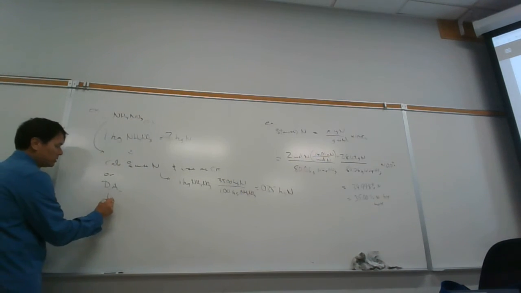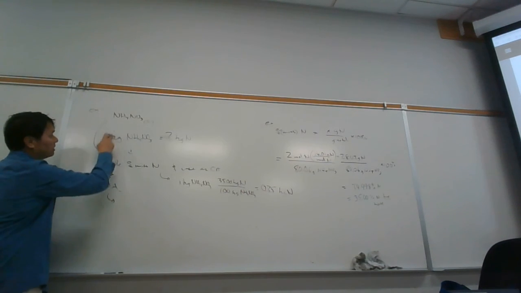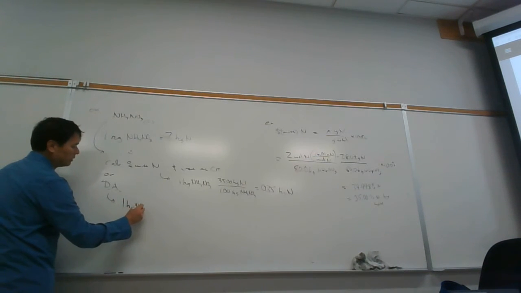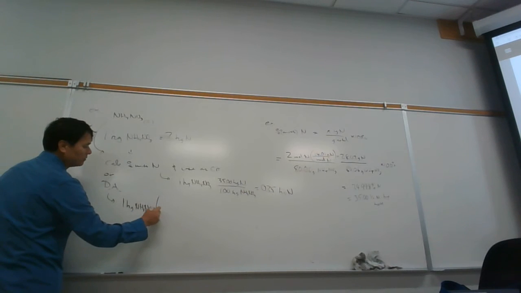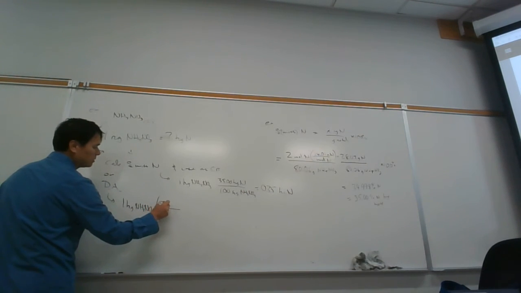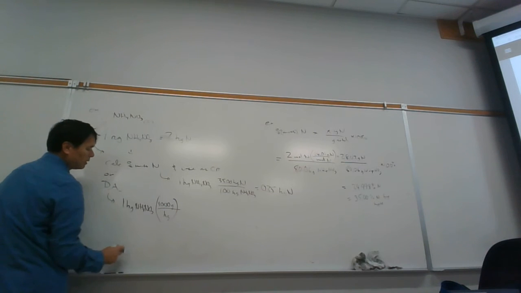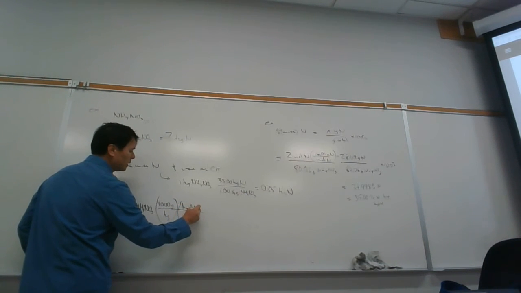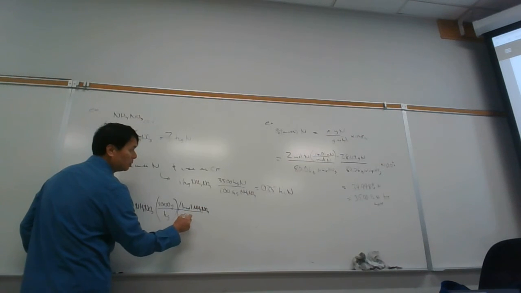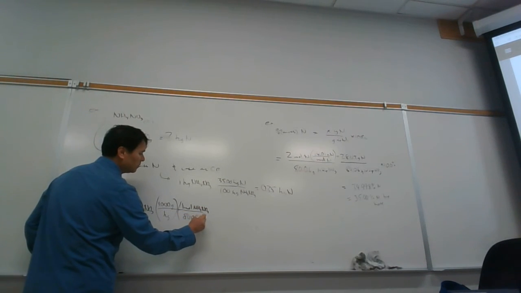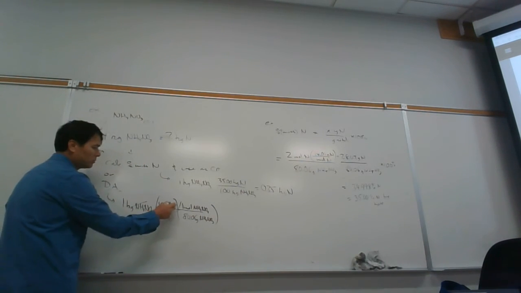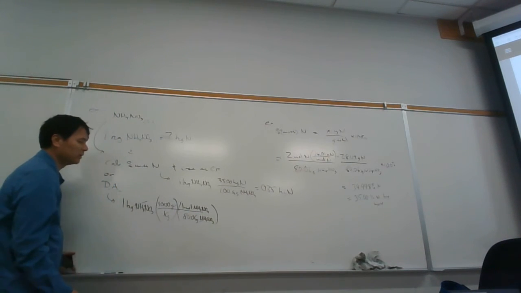Or I could use dimensional analysis. If I use dimensional analysis, this is the way I do it. I'd start off with 1 kilogram of ammonium nitrate, and then I'd convert that to grams. There are 1,000 grams per kilogram, and that gives me grams of ammonium nitrate. Then I'm going to use the molar mass. 1 mole of ammonium nitrate weighs 80.06 grams of ammonium nitrate. Kilograms of ammonium nitrate cancel, grams of ammonium nitrate cancel. That leaves us with moles of ammonium nitrate.